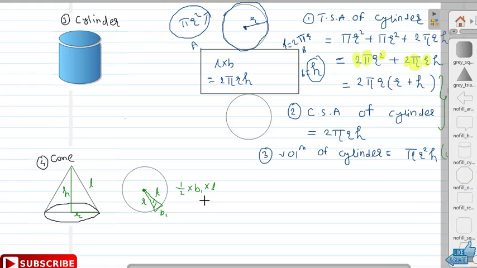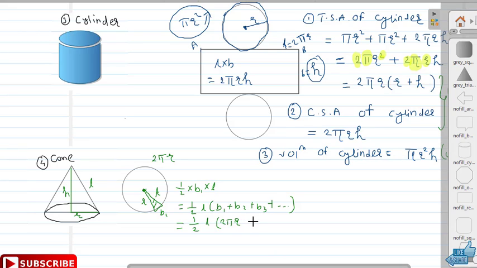So the infinite triangles. Here 1 by 2 is common, and L is also common, and then B1 plus B2 plus B3 and so on. So it will include 1 by 2, this L, and this B1, B2, B3 is nothing but the circumference of the circle. Correct? This is nothing but the circumference of the circle, that is 2 pi R. So here it is 2 pi R.